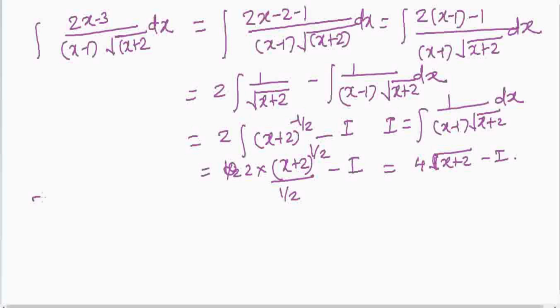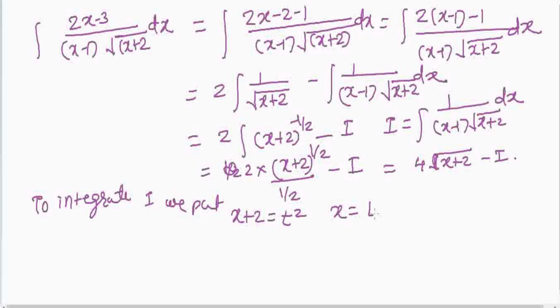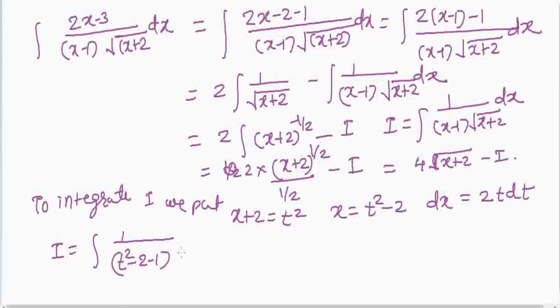To integrate I, we put the under root term, that is x plus 2 equal to t square, then x equal to t square minus 2, and dx equal to 2t into dt. So I is equal to integration of 1 divided by x, what is x? t square minus 2 minus 1, into under root of t square, into dx, 2t into dt.